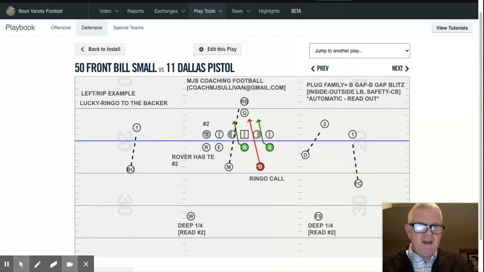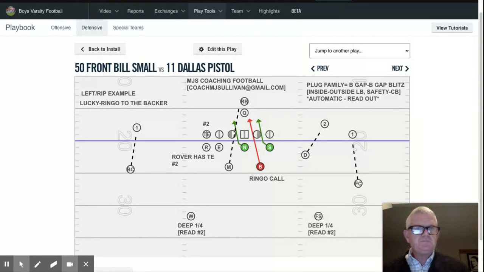Bill, B-I, tells him he's an A gap blitz, okay? Some of the reasons for the name: B, backer; I, inside A gap. Because our plug family, as it says up here, is a B gap to B gap blitz. So A, B, A, B, from tackle to tackle. They're predominantly run blitzes, but we do have some pass pressures that we utilize from our plug blitz family.